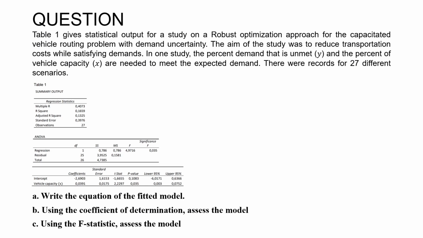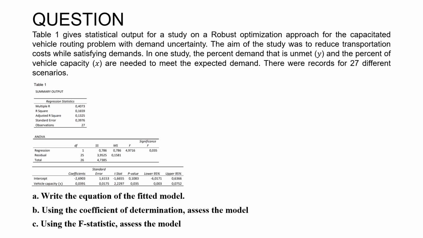In one study, the percent demand that is unmet, Y, and the percent of the vehicle capacity, X, are needed to meet the expected demand. There were records of 27 different scenarios. So basically, we are told that this table and its result of the study aimed to find a better way to plan routes for vehicles making deliveries. They wanted to reduce transportation costs while making sure that all packages were delivered on time. They looked at 27 different scenarios and recorded the percentage of demand it didn't meet.